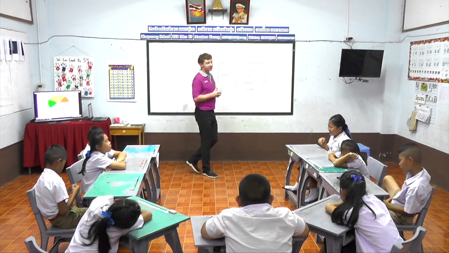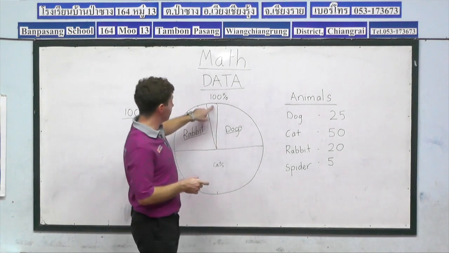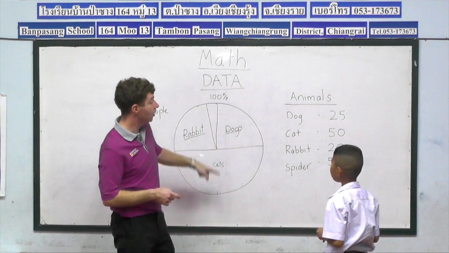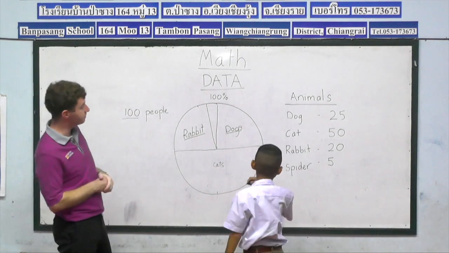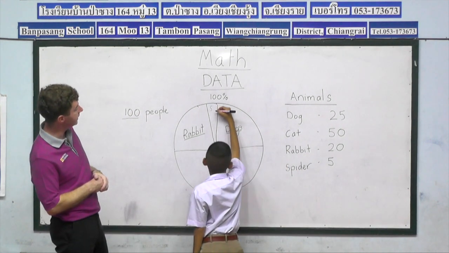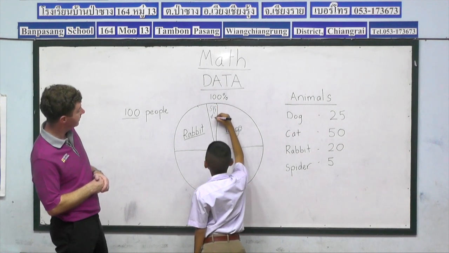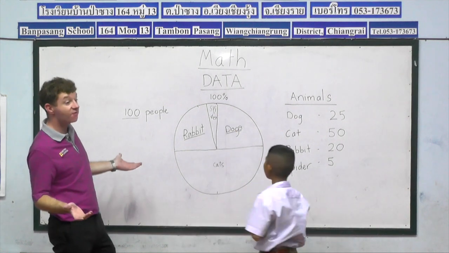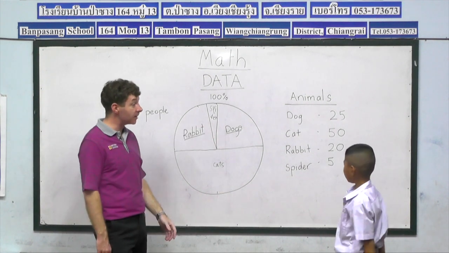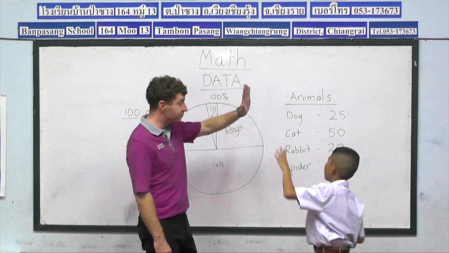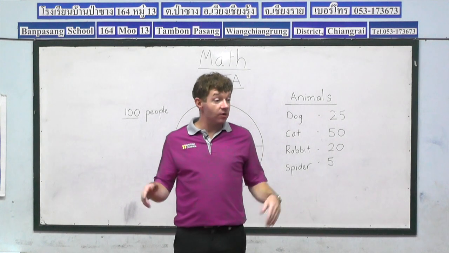Pangpon, come and join me at the front. And this is the easy one. It's already done. We already have our final segment of pie here. All we need to do is write in our animal name. But can you write going down? Spider, S-P-I-D-E-R. Perfect. Our final animal, which is only 5% or 5 people, is spider. Pangpon, that was brilliant. High five, big round of applause for Pangpon. And big round of applause for everyone, guys. That was brilliant.